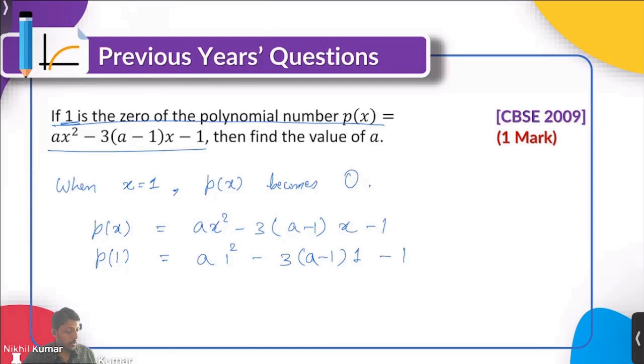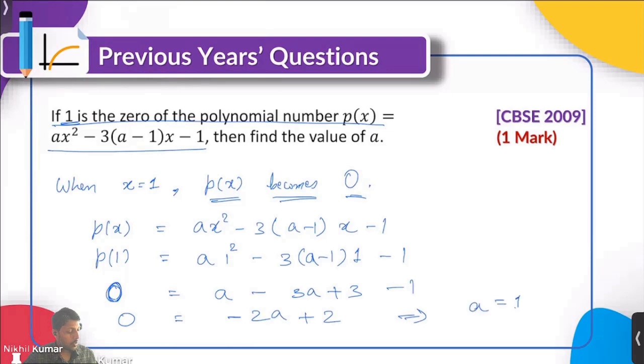Now, let's simplify. P of x becomes 0, right? So P of x becomes 0. We'll write 0 there. And what we have is a minus 3a plus 3 minus 1. So this will give you 0 equal to minus 2a plus 2. This will give you a equal to 1. That's your answer. Okay.